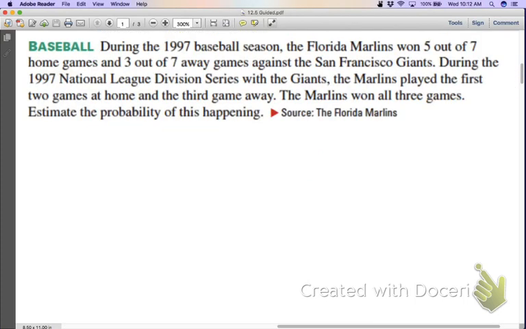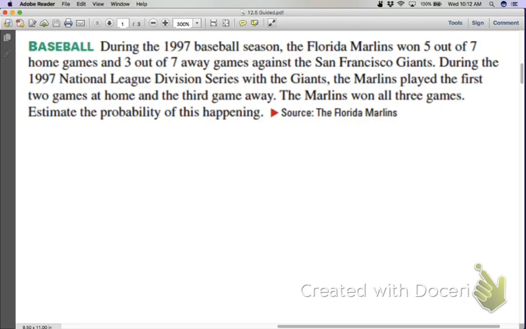So then the second one says, during the 1997 baseball season, the Florida Marlins won 5 out of 7 home games and 3 out of 7 away games against the San Francisco Giants. During the 1997 National League Division Series with the Giants, the Marlins played the first 2 games at home and the third game away. Marlins won all 3 games. Estimate the probability of this happening.